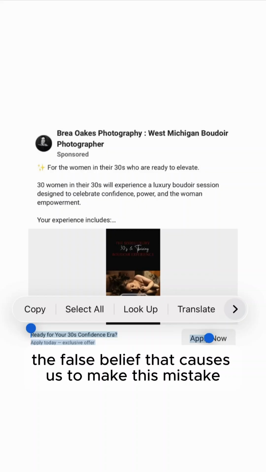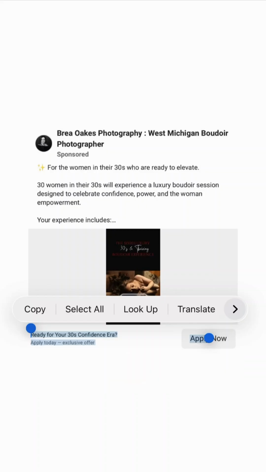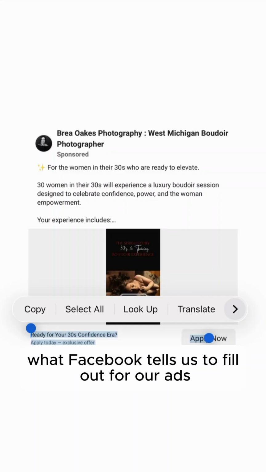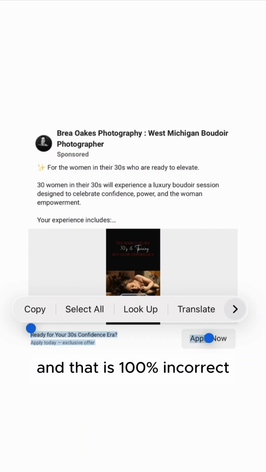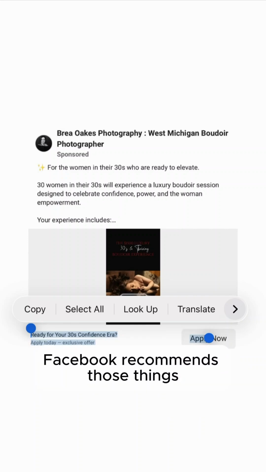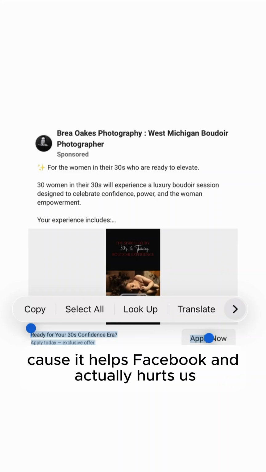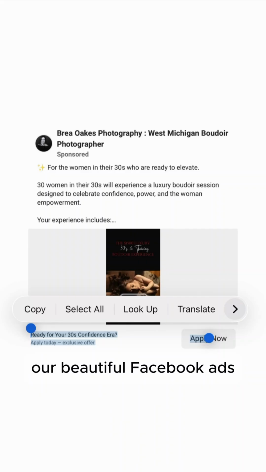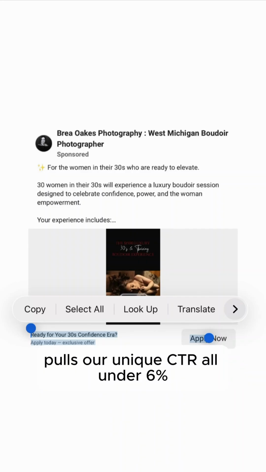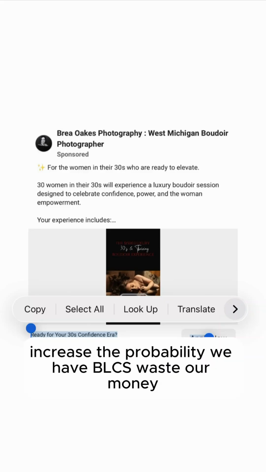The false belief that caused us to make this mistake is that we believe we should trust what Facebook tells us to fill out for our ads, that the ad fill out process is what we should fill out. And that is 100% incorrect. Facebook recommends those things because it helps Facebook and actually hurts us. That's right, it hurts us. It causes more women to scroll by our Boudoir Facebook ads, pulls our unique CTR under 6%, increases the probability we have BLCS, wastes our money.